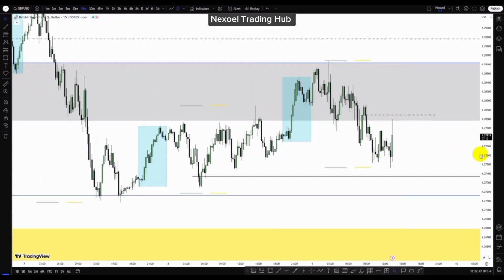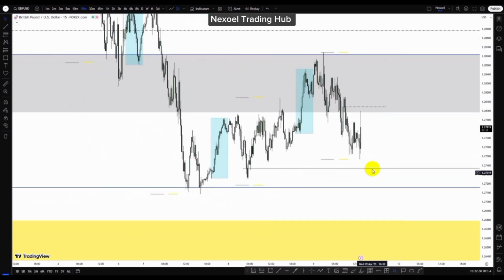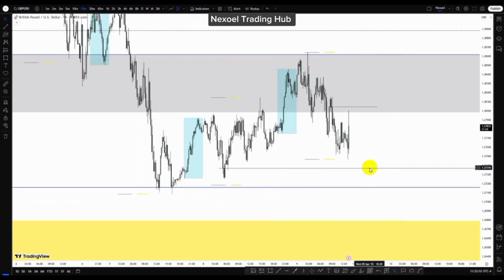So if you're bullish, then you want to see how price reacts at this bullish order block. If it gives you the buy model in a lower time frame, your 1 minute, your 2 minute, or your 5 minute time frame, then you want to go bullish.